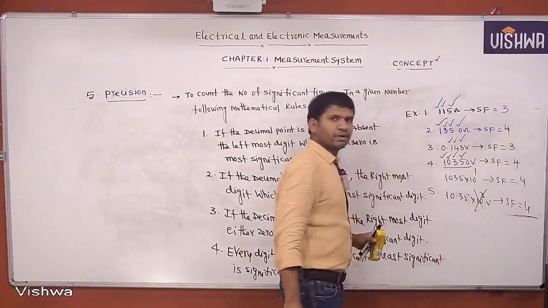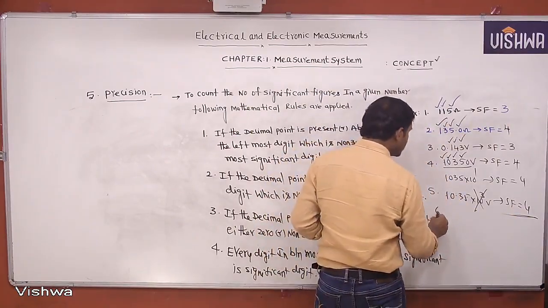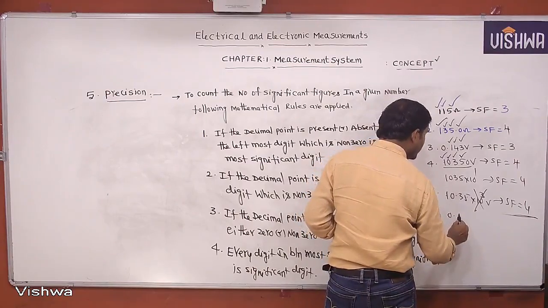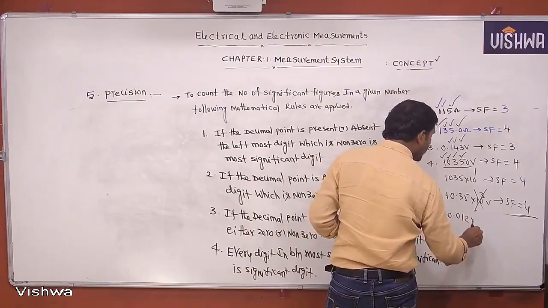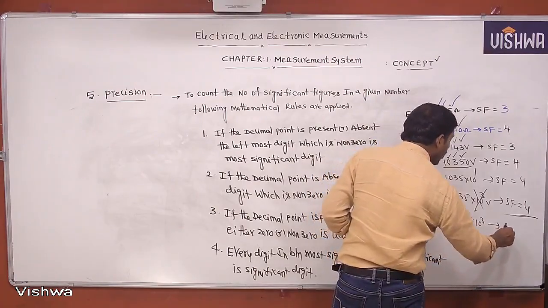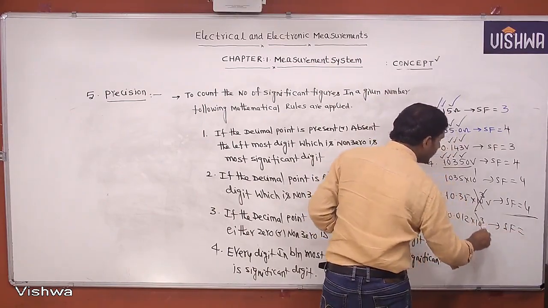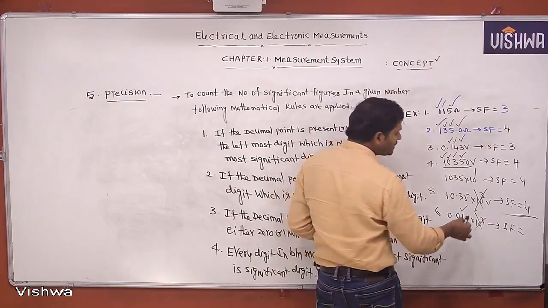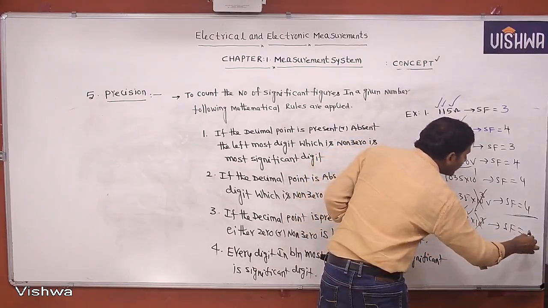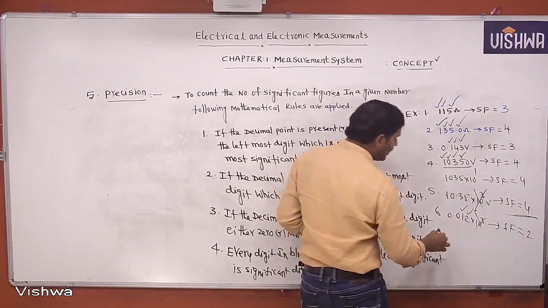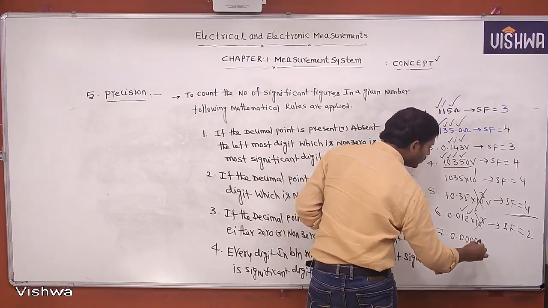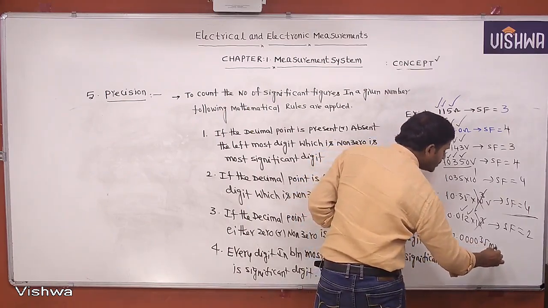If it is given like this, 0.012 into 10 cube, then how many significant figures? No need to consider the power of ten. Which is the most significant? 1. Which is the least significant? 2. How many significant figures? 2 significant figures. If it is given like this, 0.00035 mega ohms is given.